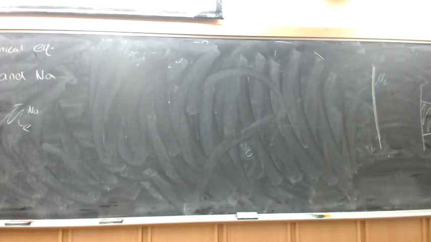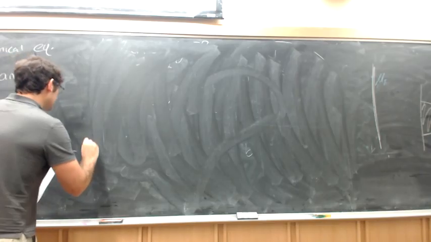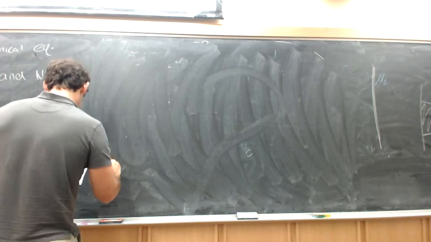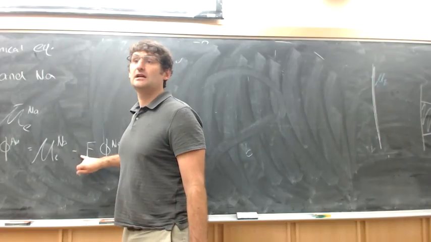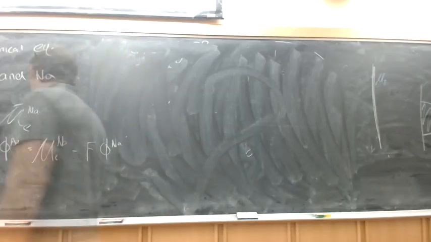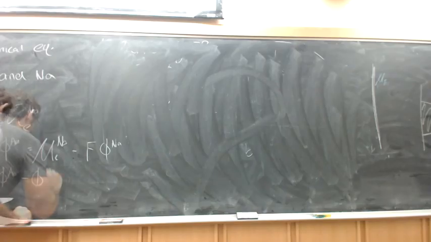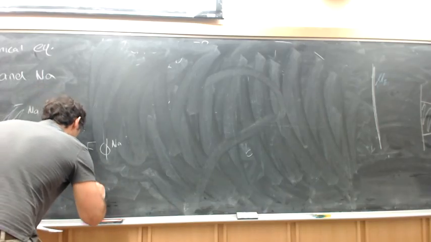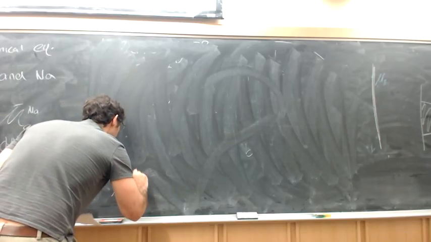We can expand this. Mu e of gold minus F phi gold equals mu e of sodium minus F phi sodium. Notice here I'm subtracting F phi. That's because the charge on the electron is what? Minus 1. So before it was plus zF phi. z is minus 1, so it's minus F phi, right? And so I can solve this for negative F times phi gold minus phi sodium equals mu e sodium minus mu e gold.